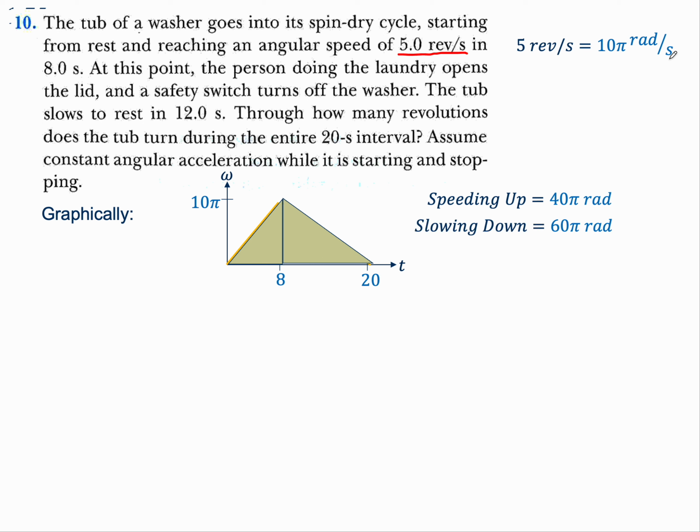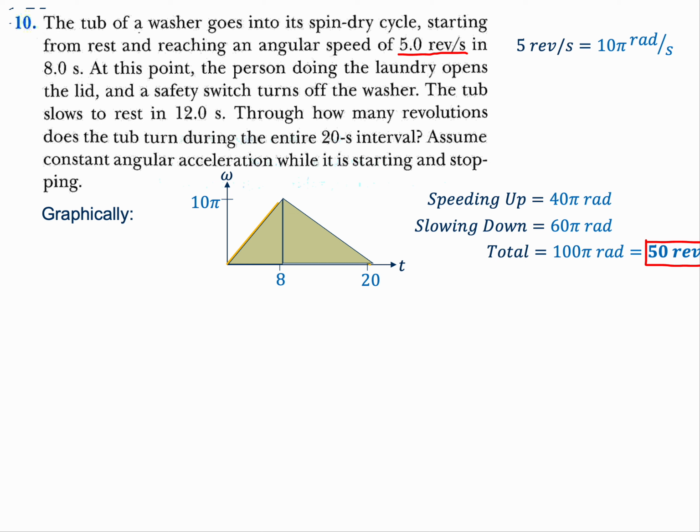And then slowing down, we just need to find the area of this portion. That is 12 wide by 10 pi tall times 1/2 gives us 60 pi. That's the total angular displacement, which is the sum of those two, which would be 100 pi. Or dividing, remembering that there's 2 pi radians in each revolution, means that it's going to go through 50 revolutions. And that literally is our answer. Sorry, it's kind of cut off here at the edge.